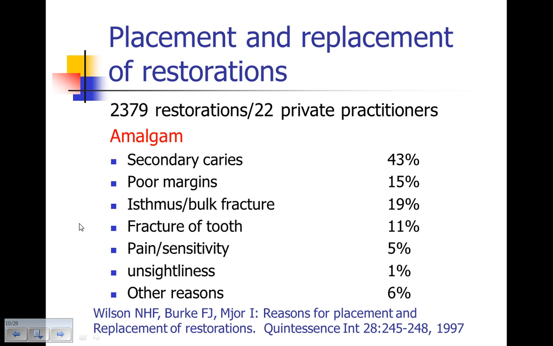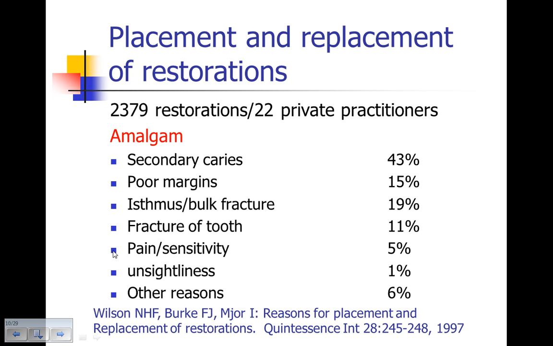In another study by Nairn Wilson and his group in 1997, and once again, Dr. Major, who published the benchmark 1981 study, has been involved in numerous studies repeating this data. Here we are looking in 1997 at close to 2,400 restorations from 22 private practitioners who were surveyed. For the amalgam restorations that were replaced, 43% were due to secondary caries, 15% due to poor margins, 19% due to isthmus or bulk fracture of the amalgam. Fracture of the tooth was responsible for 11%.